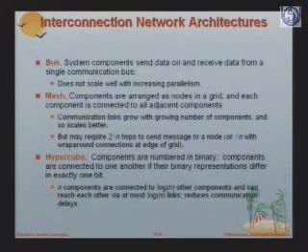Now what types of interconnection architectures do they have? They have a bus, a mesh, and a hypercube. In a bus, system components send data on and receive data from a single communications bus. It does not scale well with increasing parallelism. So this is the limitation of a bus type of system.